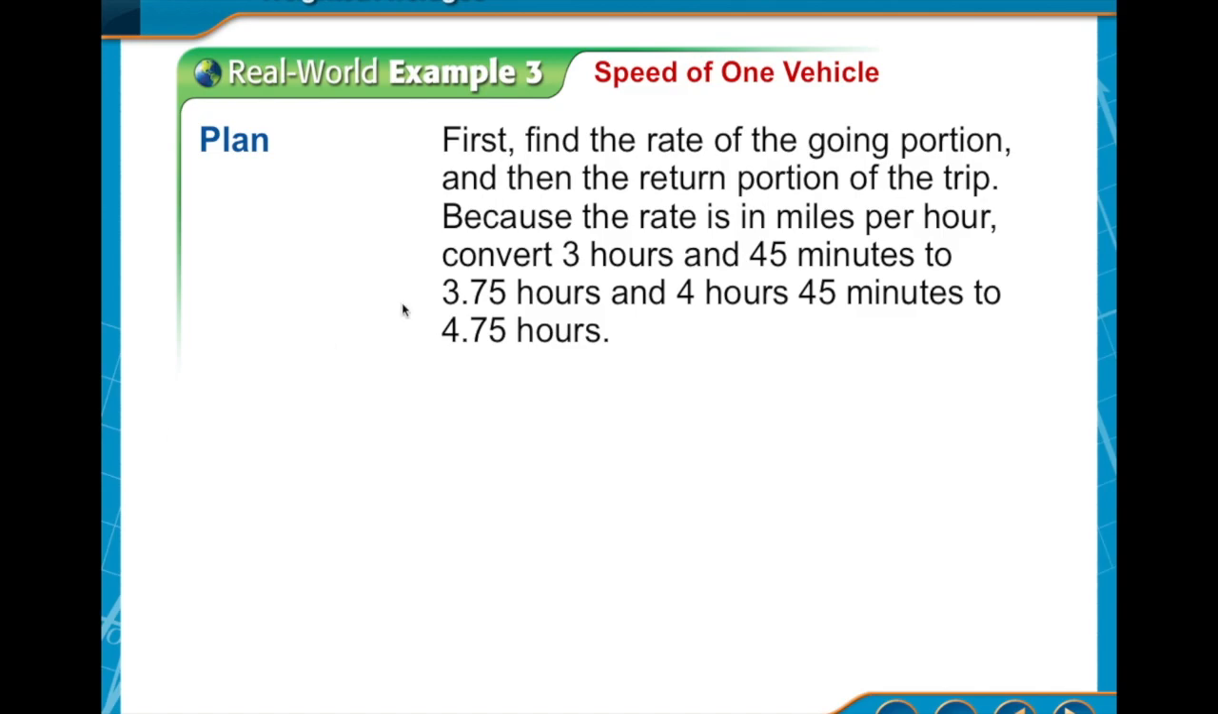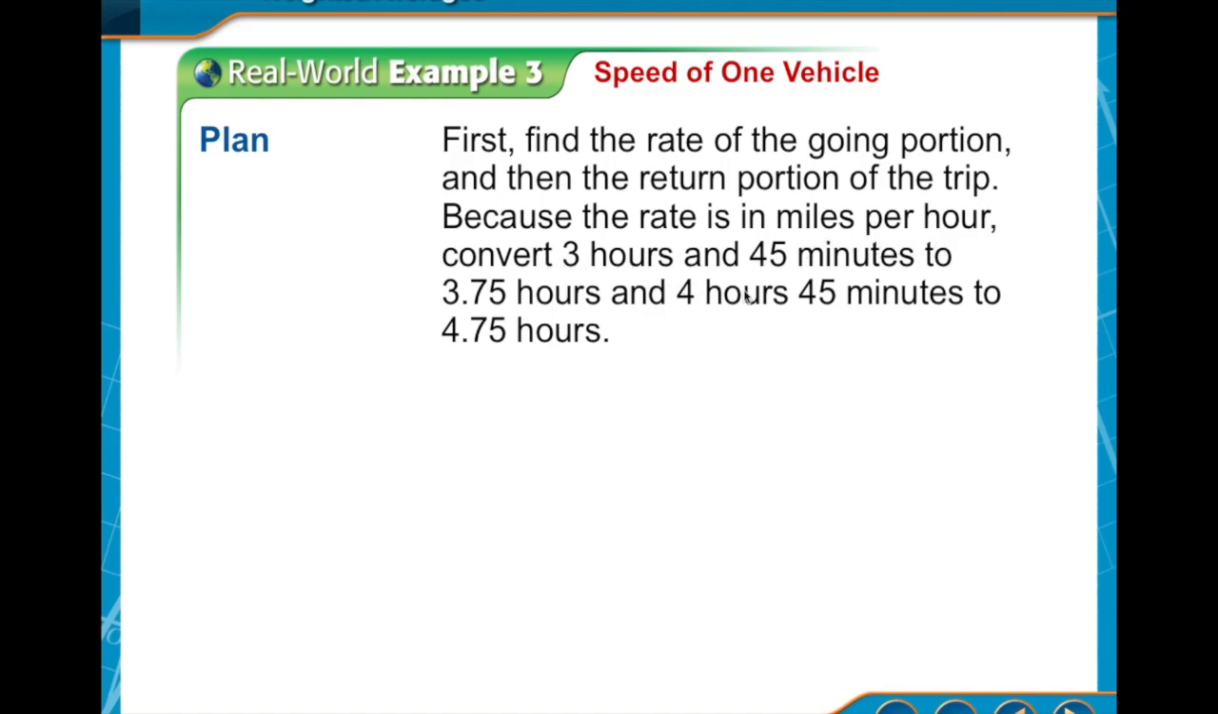So first, we'll have to find the rate of the going portion. When she leaves, we call that the going portion. And then find the return portion. So when she's on her way back, find the speed there as well. Because the rate for this one, we're going to keep it in miles per hour.